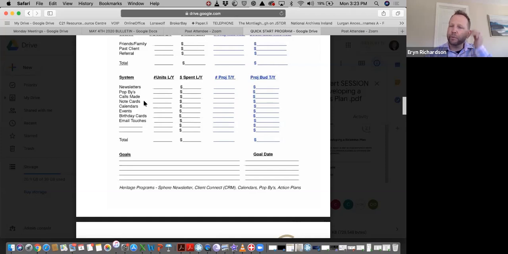Calls. Obviously, calls are important. Touching base with people, show that you care. And how you make those calls, we can chat about further down the line, about different scripts and everything. But it has to be part of your business plan. Regardless of the script, regardless of how well you do, what you say, you gotta do it. You have to make those calls.